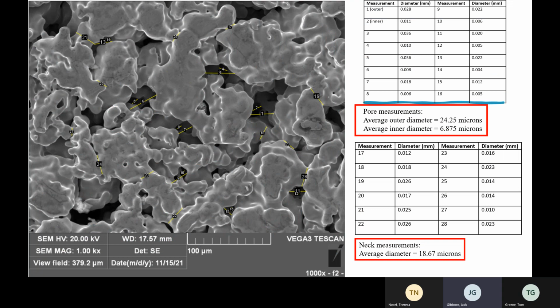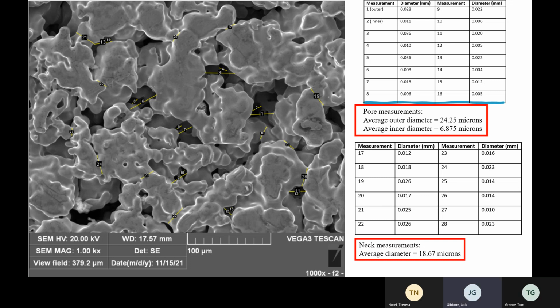Here's an SEM image of the control sample F2, and you can see the average outer diameter, which is the distance between the particles, is 24.25 microns, and the inner diameter of the pore is 6.875 microns on average. And the necking measurement, or the coalescence between the particles, averages 18.67 microns in diameter.